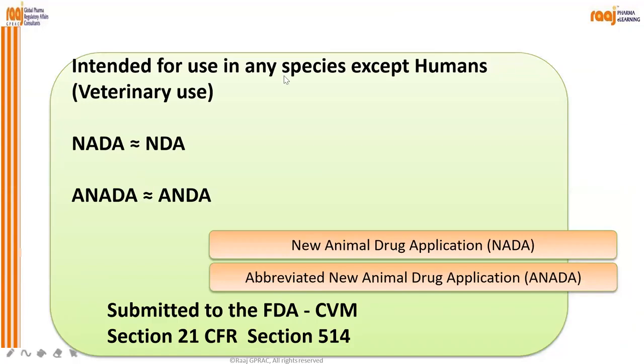Then, intended for use in any species except human, veterinary. As I said, for veterinary it is called ANADA, right? So NADA is equivalent to NDA and ANADA is equivalent to your ANDA. Correct? So only the A matters. Why is it so? Because it is veterinary, the new animal drug application.